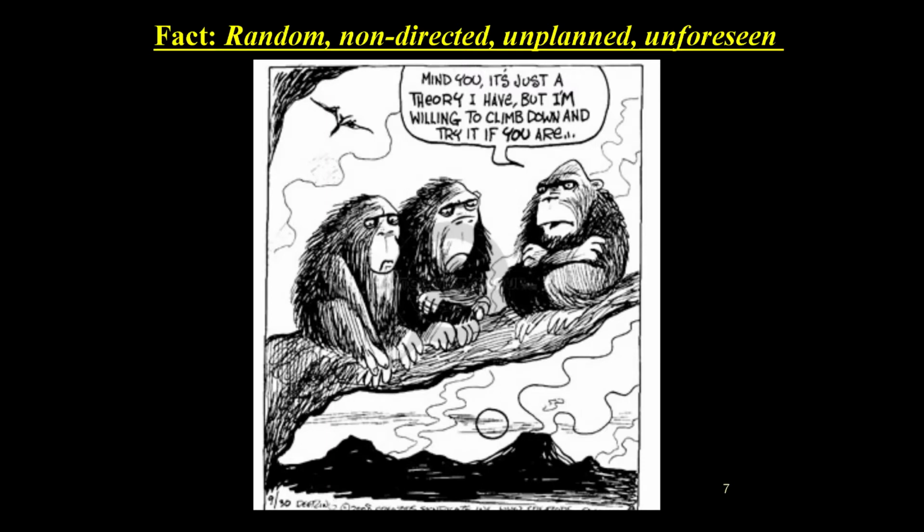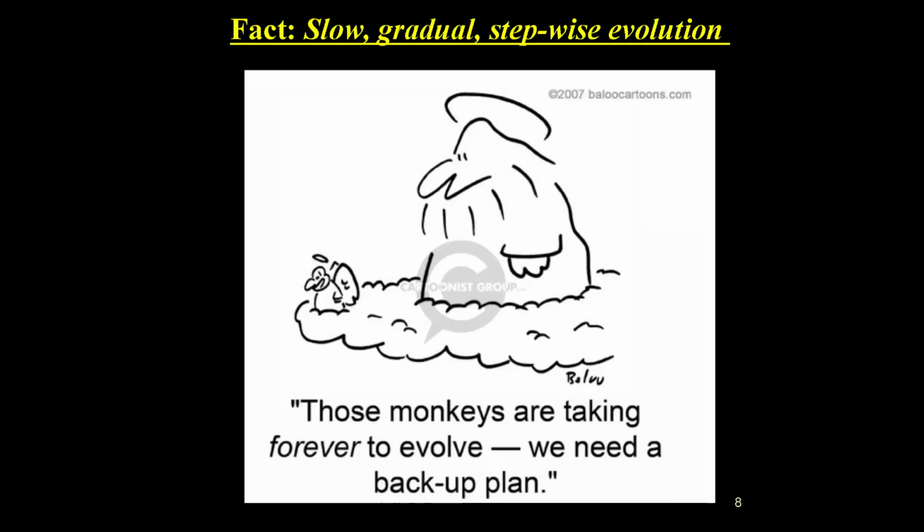And so here's another joke on that. Mind you, it's just a theory I have, but I'm willing to climb down if you are. These are basically our antecedents, primates, which are still in the trees, have not really decided to come down to Earth. But we know from Darwinian ideas that evolution necessarily has been extremely slow, so slow that it's imperceptible in the case of human beings. And it's also very stepwise. And so here's another joke which says, those monkeys, this is in heavens, those monkeys are taking forever to evolve, we need a backup plan.